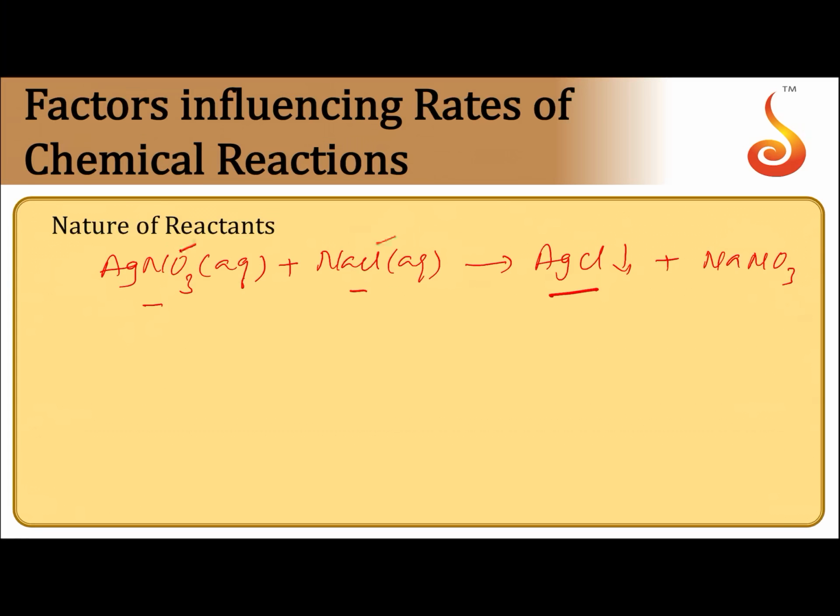Now, in the case of covalent molecules, during the reaction, bonds have to break and new bonds have to form. This takes some time. Therefore, covalent reactions are slow. So during the reaction, the bonds are breaking and bonds are forming. In the case of covalent reactions, therefore, the reaction is slow.